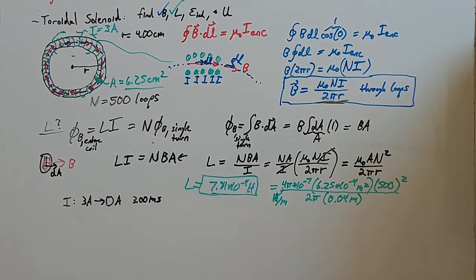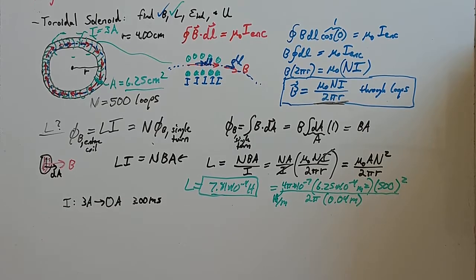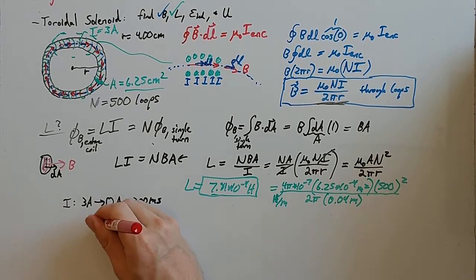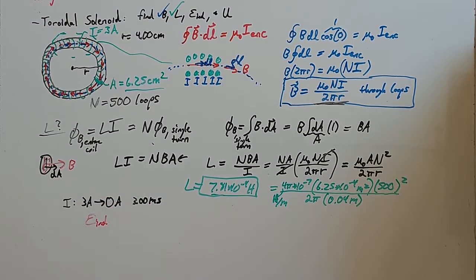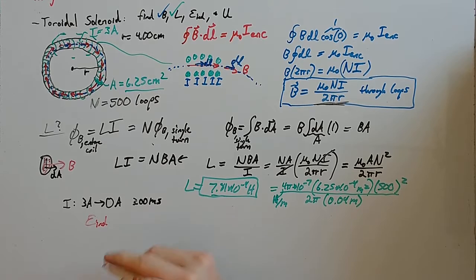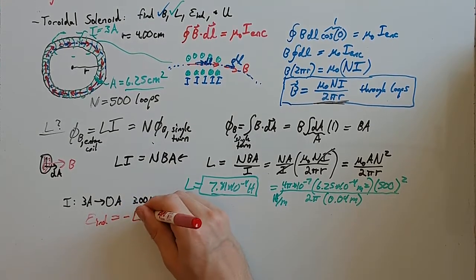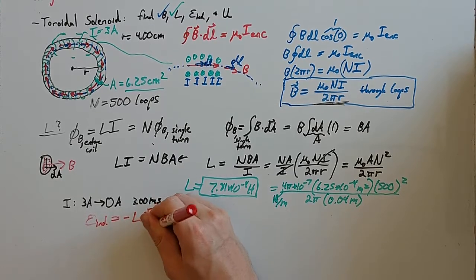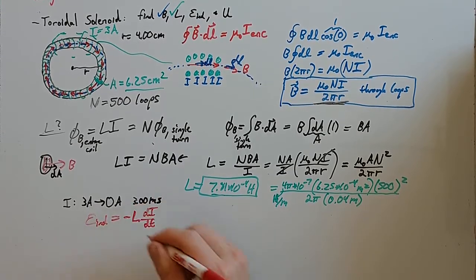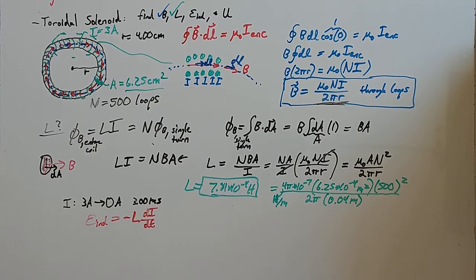So basically we turn off the current, it ramps down over 3 milliseconds, and we want to know what is the induced EMF in this coil? Well, we can figure that out, because we had a formula for induced EMF. Our formula for induced EMF was minus L times the change in current.